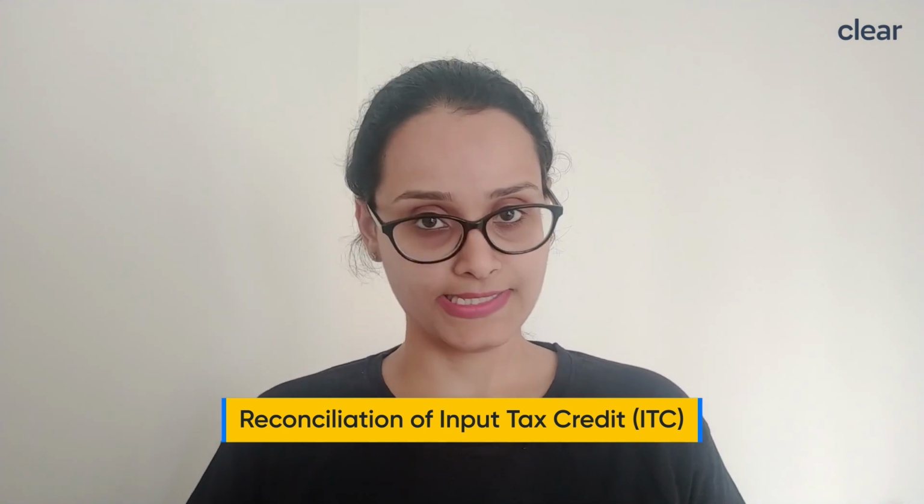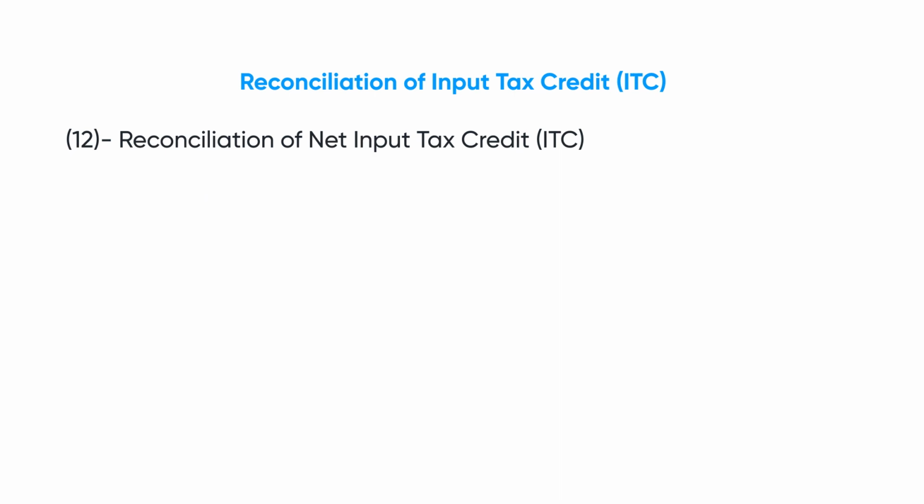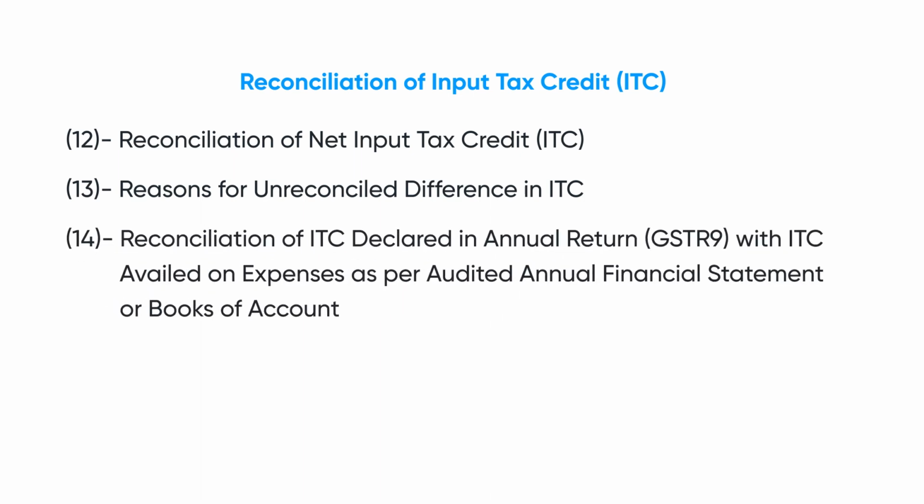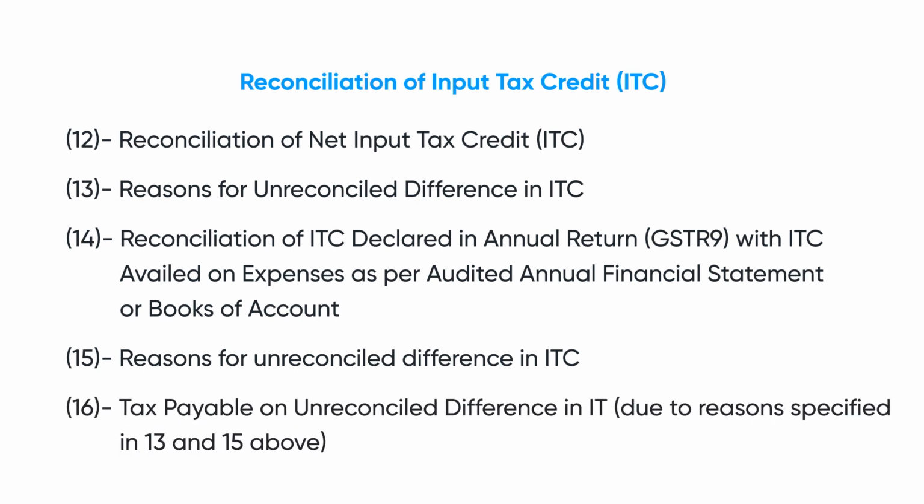Now, part 4, reconciliation of input tax credit or ITC. This part comprises 5 tables. Table 12, reconciliation of net input tax credit or ITC. Table 13, reasons for unreconciled differences in ITC. Table 14, reconciliation of ITC declared in annual return GSTR-9 with ITC availed on expenses as per audited financial statements or books of accounts. Table 15, reasons for unreconciled difference in ITC. Table 16, tax payable on unreconciled differences in ITC due to reasons specified in tables 13 and 15.